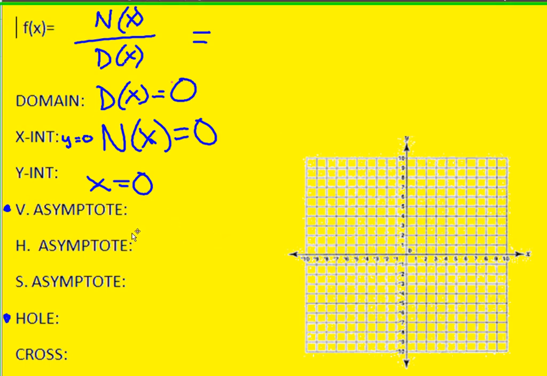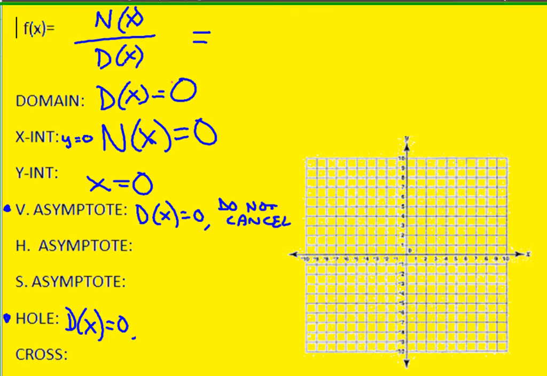The next things that we'll look at are our vertical and horizontal asymptotes. Actually, before we even do that, vertical and horizontal asymptotes both deal with domain. That's why they both have that little mark there, because they go hand in hand together. They both deal with a denominator equaling 0. The difference between them, vertical asymptotes happen when the denominator equals 0 and does not cancel with something in the numerator. A hole happens when something does cancel.